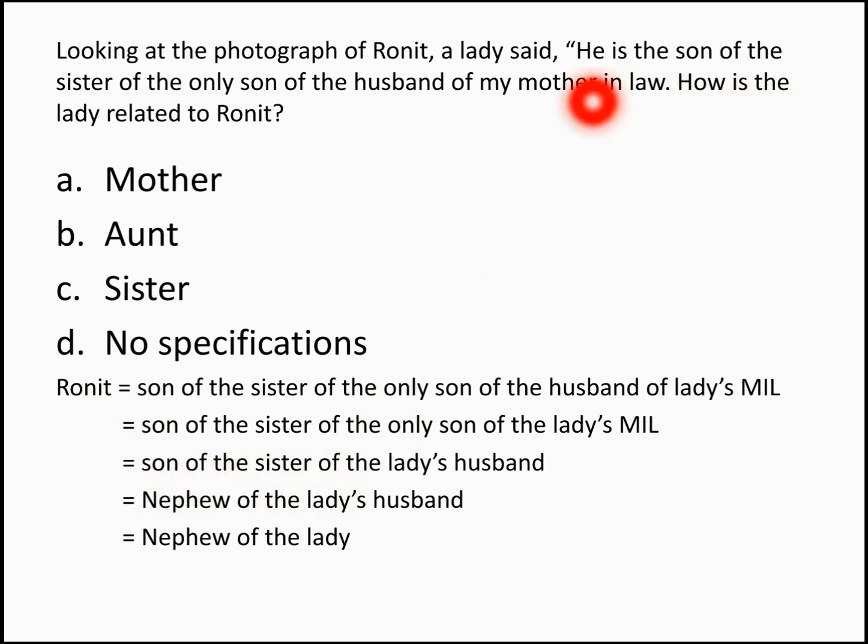And your question is, how is the lady related to Ronit? If Ronit is the nephew of the lady, then the lady should be the aunt for Ronit, right? So the answer for this question becomes aunt.